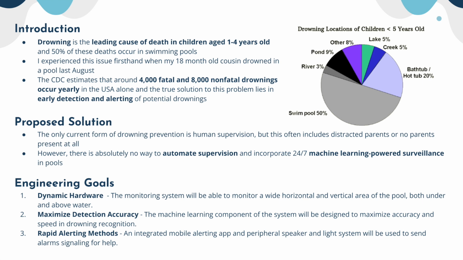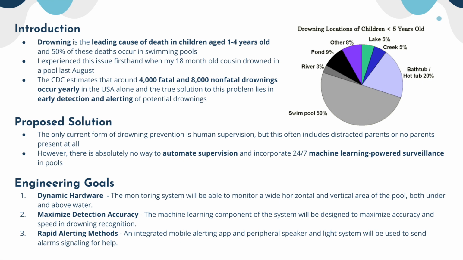Now, after this happened, I decided to do some more research into this and learned that drowning wasn't just a tragedy faced by my family, but is actually the leading cause of death in children aged 1 to 4 years old in America, and that 50% of these deaths occur in swimming pools. My project deals with developing a poolside monitoring device that uses real-time machine learning image classification to detect and alert users about potential drownings in pools.